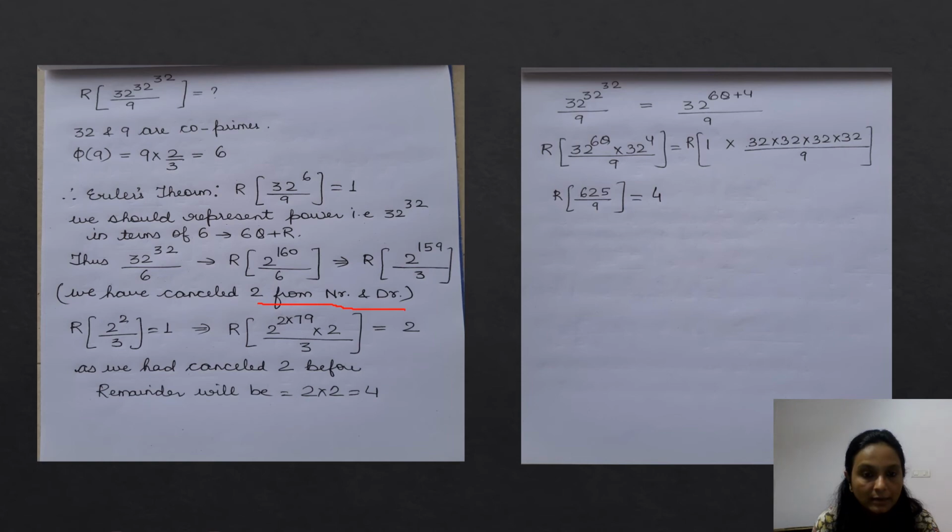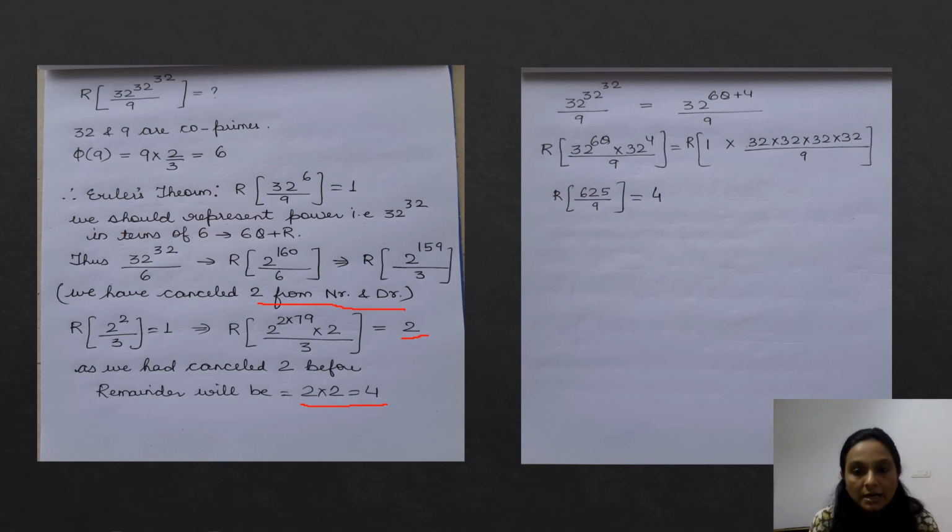This I am talking about. So when you have cancelled, you will have to multiply to get the right answer. So you get here 2. You had cancelled 2. So 2 into 2 is equal to 4. So 32 power 32, which is your power, can be written as 6q plus 4 because remainder came as 4.